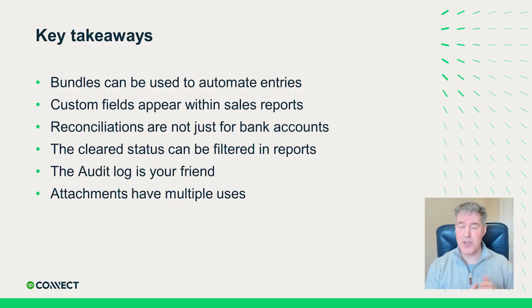Key takeaways for this section. Bundles can be used to automate lots of different entries. Custom fields you can use and they will appear within your sales reports. Reconciliations not just for your bank account, but for lots of different balance sheet accounts as well. And remember, the cleared status will help you automate those different reports if you need. The audit log is your friend. So when you're trying to look for why things have changed, remember your deleted entries won't appear on your reports. You will find them within your audit log. And attachments have multiple uses.